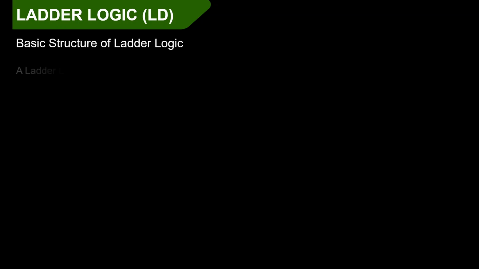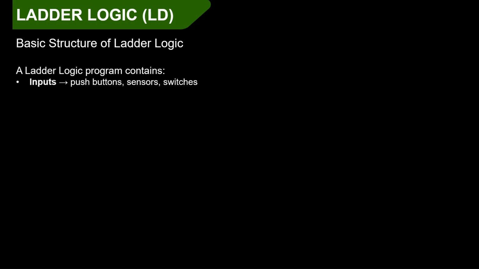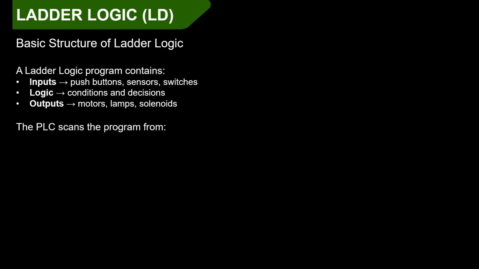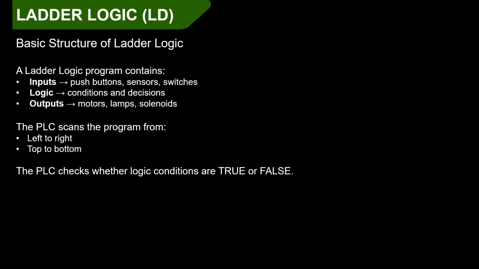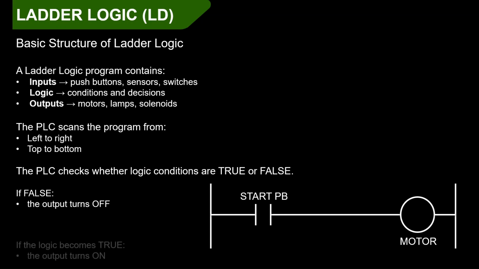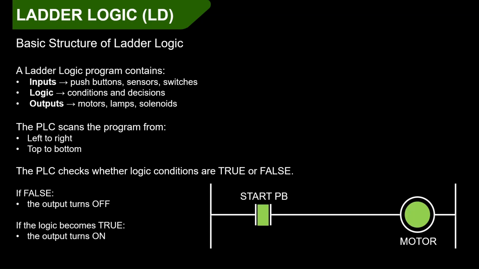Basic structure of ladder logic. A ladder logic program contains inputs that can be push buttons, sensors, switches, etc. Logic are the conditions and decisions. Outputs can be motors, lamps, solenoids, etc. The PLC scans the program from left to right and top to bottom. The PLC checks whether logic conditions are true or false. If false, the output turns off. If the logic becomes true, the output turns on.